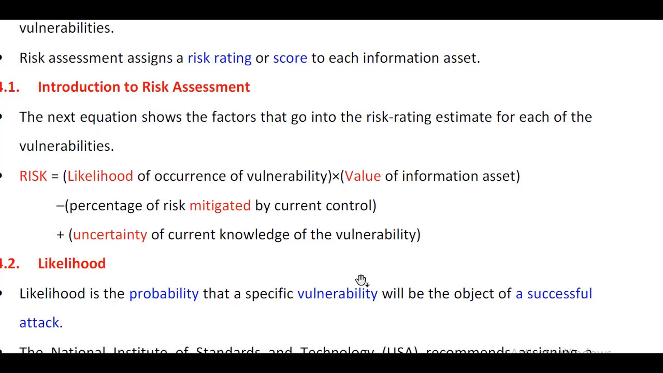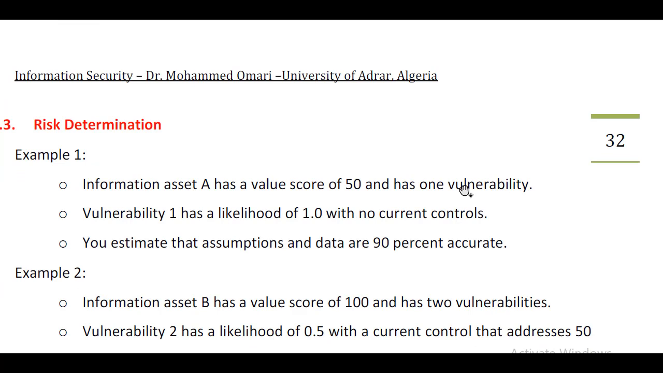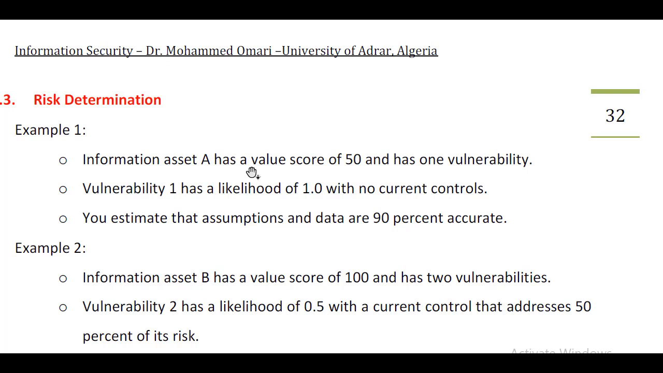إذن كمثال، نأخذ مثالين. Example 1: Information asset A has a value score of 50, which means that this information asset, we decided that it has a score of 50 and has one vulnerability, only one weakness. This vulnerability has a likelihood of 1.0 or 100%, which means that this vulnerability always exists, with no current control, which means that we did not apply any control, any antivirus, nothing. And for the uncertainty, for the precision, we estimate that we are 90% accurate, which means that we are expert, but not 100% expert, which means that those values are 90% accurate.